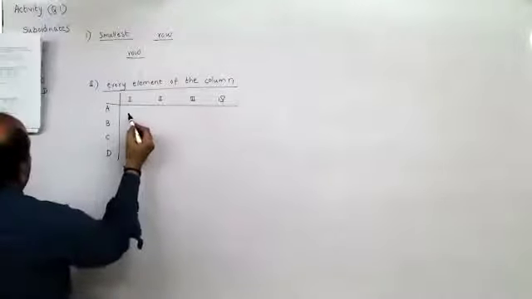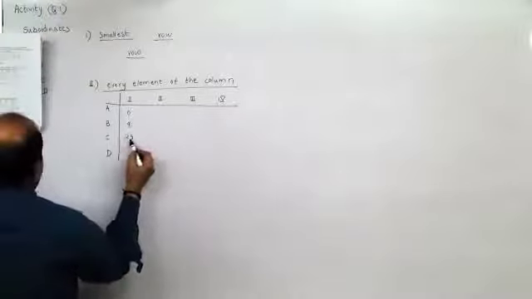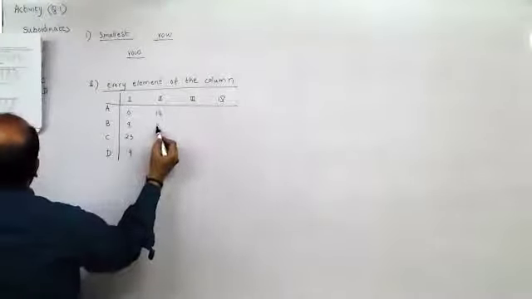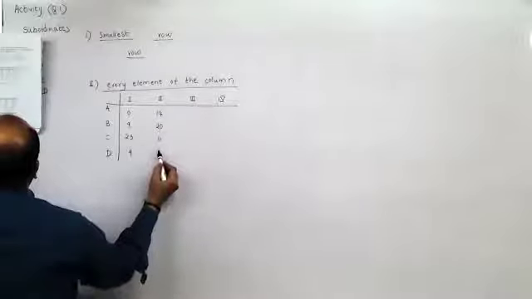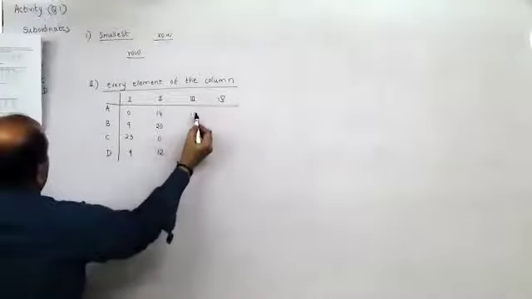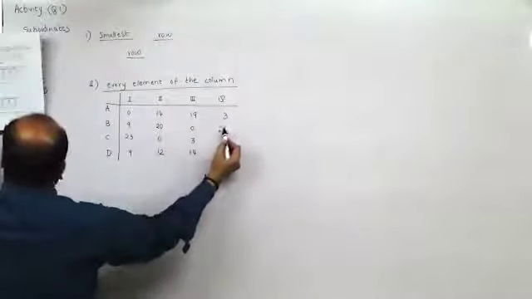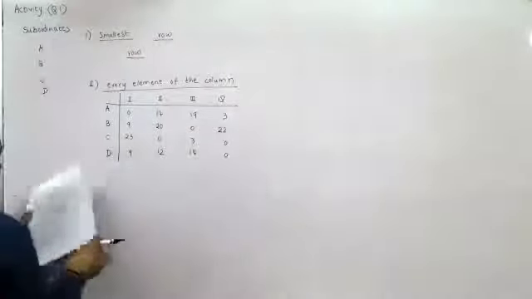This would be 0, 9, 23, and 9. This would be 18 minus 4, 14. This is 24 minus 4, 20. This is 4 minus 4, 0. This is 12. This is 19, 0, 3, and 14. 3, 22, 0, and 0.